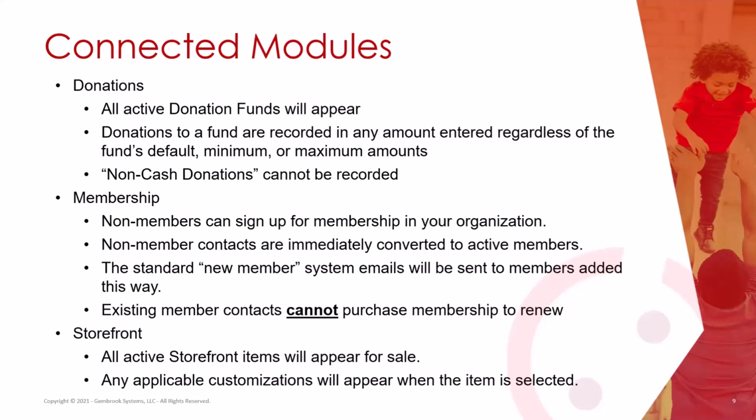And then the final option is storefront. So all of the active storefront items will appear for sale, so that you can choose from physical products and digital products. And if it's a physical product that has different versions or different sizes, so if someone's buying a t-shirt or something and you have different sizes, you can select that as you're checking out so they can choose different colors and sizes.